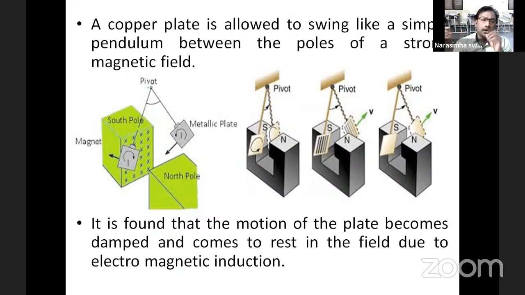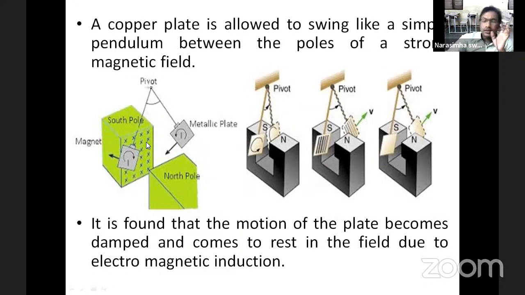See, it is an experiment, an example here. Look at this. Here is the south pole of a magnet and here is the north pole. In between, we suspended a metallic plate with a pivot. Then it is allowed to oscillate between the two poles of this strong magnetic field.